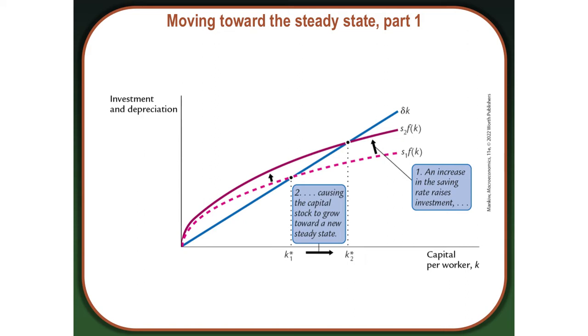If we had a decrease in the savings rate, on the other hand, it would be the exact opposite. So instead, we'd be starting at a line like this, and we'd be shifting down to a line like this, and the capital stock would be moving in the opposite direction.